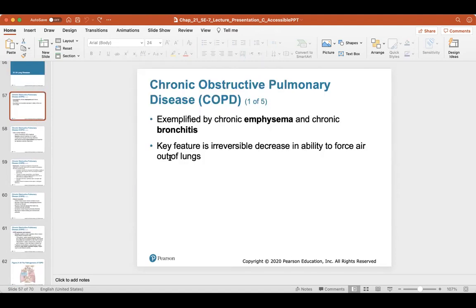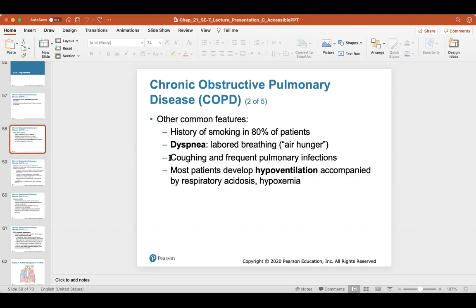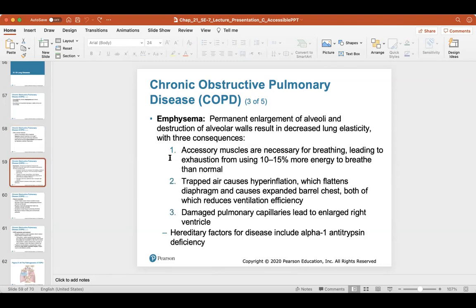Chronic obstructive pulmonary disease, which you'll often hear abbreviated as COPD, is exemplified by chronic emphysema and chronic bronchitis. The key feature is an irreversible decrease in the ability to force air out of the lungs. Other common features of COPD are usually a history of smoking, dyspnea, which is labored breathing, coughing, and frequent pulmonary infections. Most patients develop hypoventilation, which is accompanied by respiratory acidosis and hypoxemia.